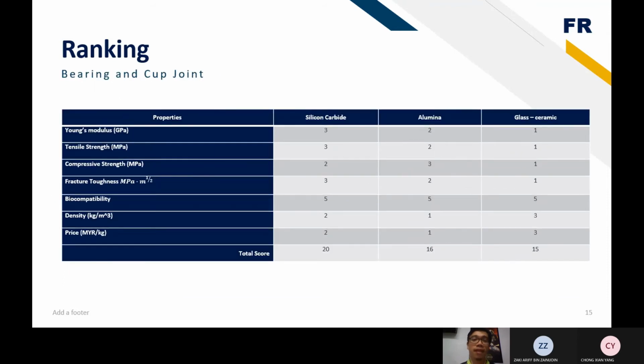For the ranking of the bearing and cup joint, there are two materials that we selected. The silicon carbide will be used for the bearing because of its high fracture toughness and glassy surface, and the glass ceramic will be used for the cup joint because of its density and price, and because of its unique property, that is the glassy surface. And that's all from me for the material selection strategy part. Thank you.